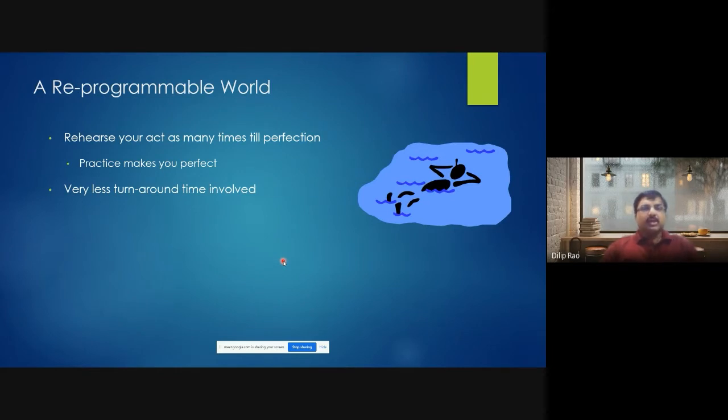Very little turnaround time is involved. As I said, in the IC design cycle there are several distinct steps, each of them very expensive and coming with an exorbitant cost. Anything going wrong there is going to cost a lot in terms of energy, in terms of investment, and also in terms of your career. However, that's not the case here. The turnaround time involved here is very minimal.